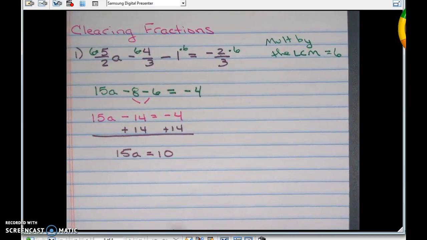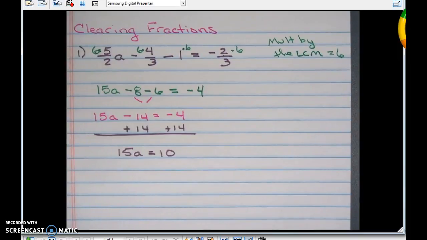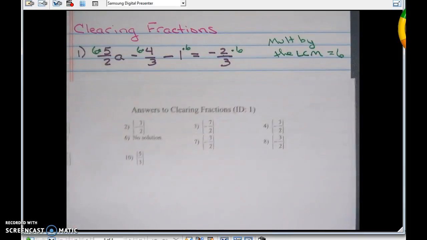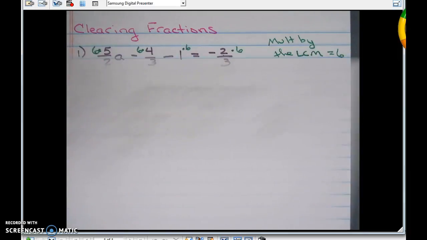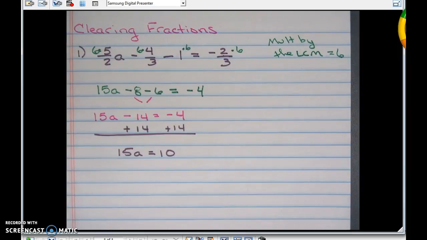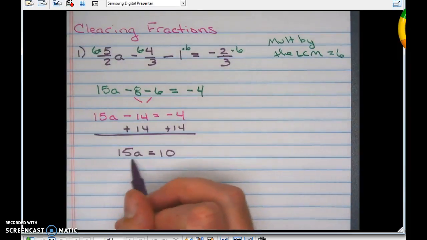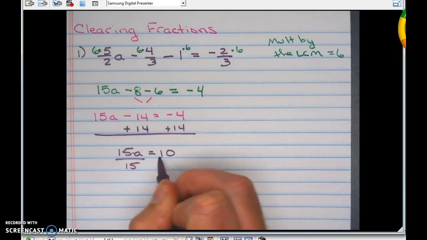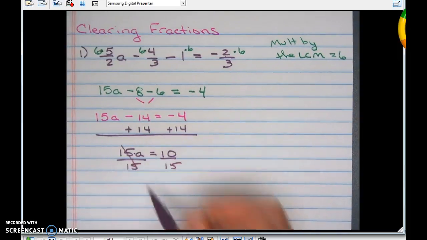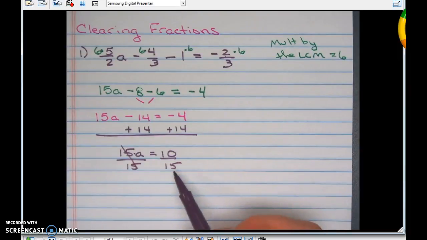And so you'll notice almost all of these answers on the back. If you look at the answer key at the very bottom, every answer is a fraction. So we'll talk about cleaning up those fraction answers. So don't be surprised when you get decimals or fractions. So if I'm solving this, I want to get rid of the 15 times a. I divide by 15, divide by 15. And then I'm left with this. 10 divided by 15 is my answer.